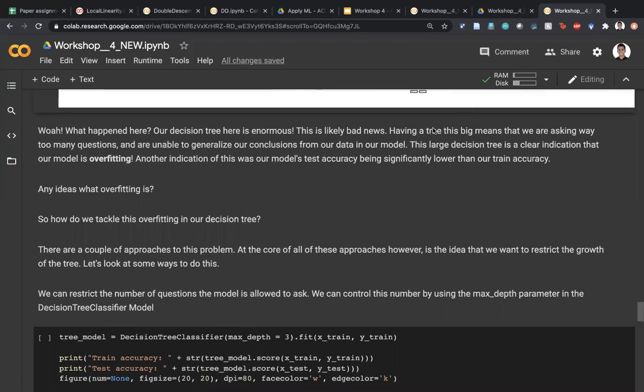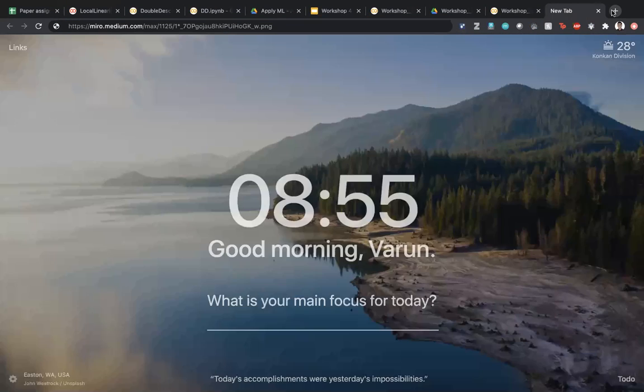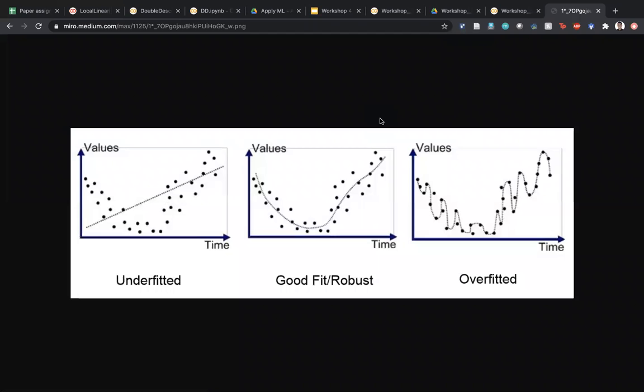In the middle, you have a good fit, where we're not learning the specifics of the data points themselves, but we are able to learn the general trend of the data. And on the right side, you have overfitted, where we're not learning the general trend of the data. We're just looking at specific data points and trying to get perfect predictions on every single data point rather than generalizing to the data itself.